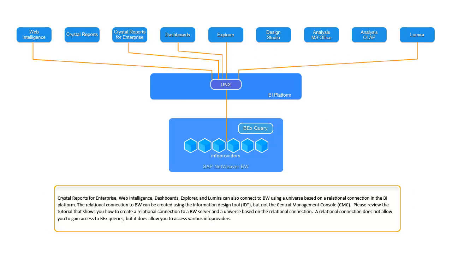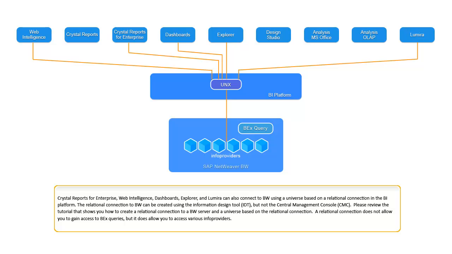Crystal Reports for Enterprise, Web Intelligence, Dashboards, Explorer, and Lumira can also connect to BW using a universe based on a relational connection in the BI platform. The relational connection to BW can be created using the Information Design Tool (IDT), but not the Central Management Console (CMC). Please review the tutorial that shows you how to create a relational connection to a BW server and a universe based on that relational connection.